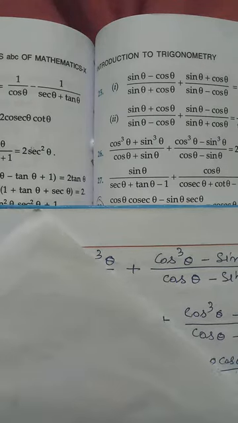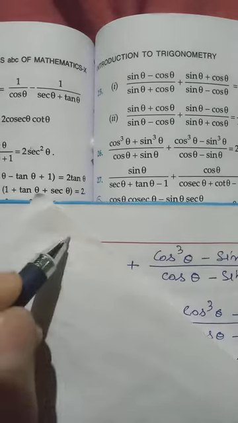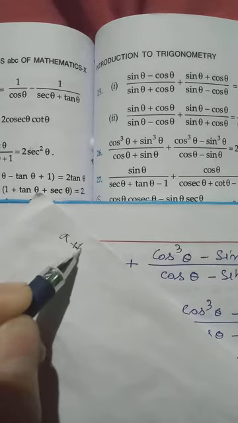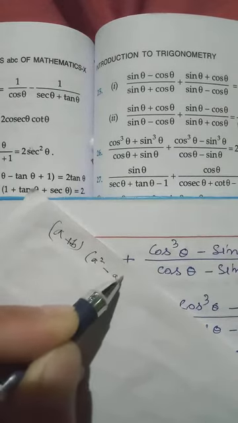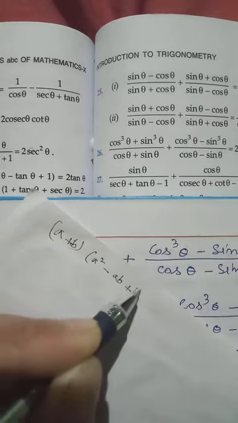A plus b whole cube. We use the third form, it will be (a plus b), then (a square minus ab plus b square).